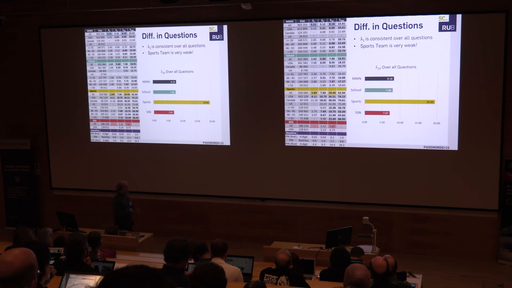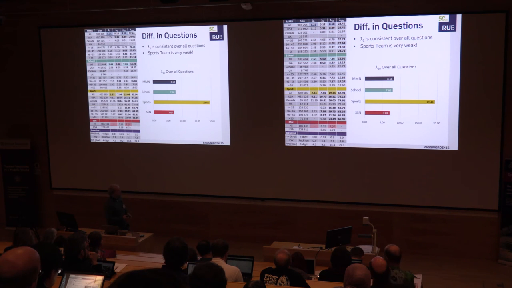So the difference in questions cannot be seen if you only have one single guess. However, if you consider the lambda 10 value, which states that you are allowed to make up to 10 guesses, then we can see that the sports team question is very weak. If you're allowed to make 10 guesses against the site, for any user, you can compromise nearly 20% of all accounts.